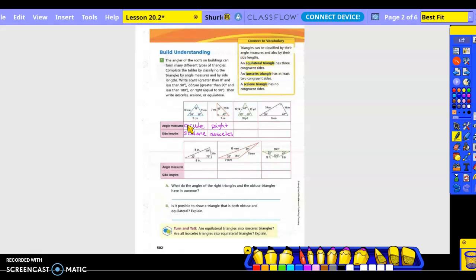Okay, next one, based on its angle measures, what type of triangle? Acute. What about its side lengths? What type of triangle? Okay, next one, based on its angle. Right. What type of triangle based on its side length? Scalene, because there's none that are similar, right? Okay, next triangle based on its angle measures? Acute. What type of triangle based on its side length?